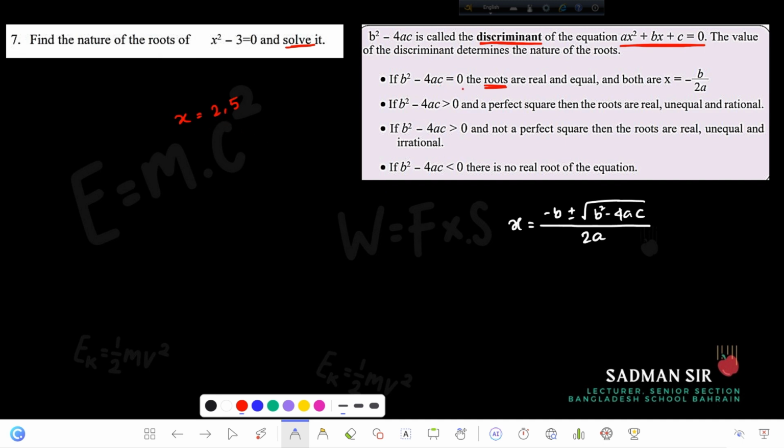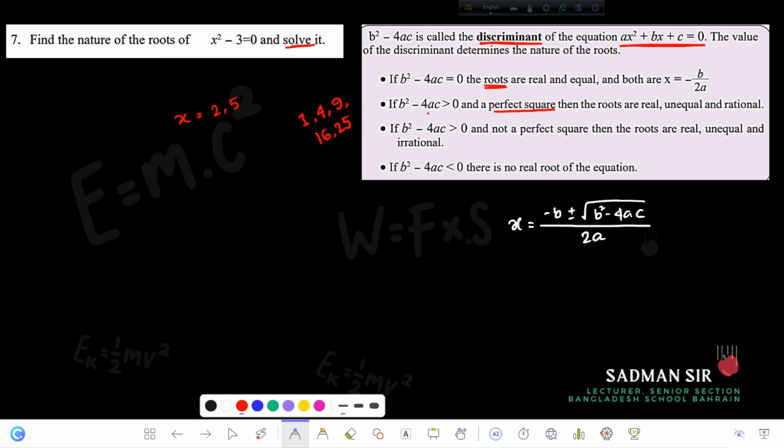So if b square minus 4ac is equal to 0, then we will say that the roots are real, equal, and both roots can be calculated using x equal to minus b by 2a. And if b square minus 4ac is greater than 0 and it is a perfect square, perfect square means a perfect square number, like 1, because 1 is the square of 1. Then 4, it is the square of 2. Then 9, 16, 25. They are the square of 3, square of 4, square of 5, right? So these are the perfect square numbers.